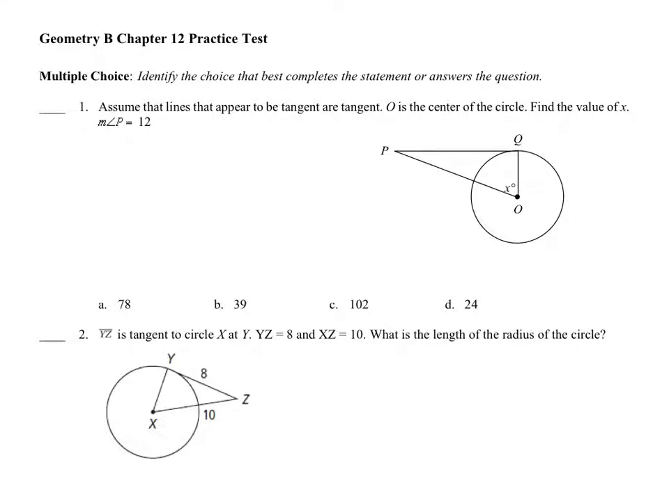Practice test, chapter 12. First one, assume that the lines that appear to be tangent are.